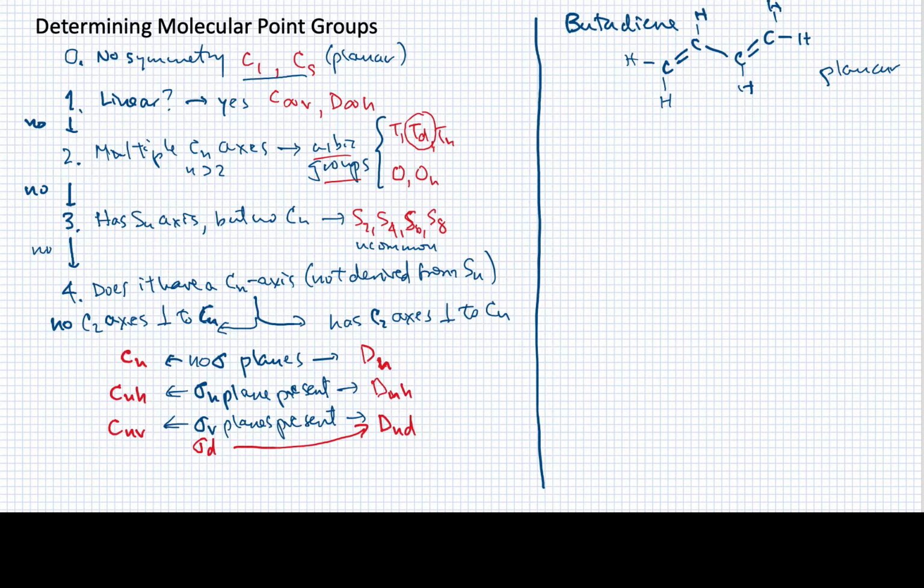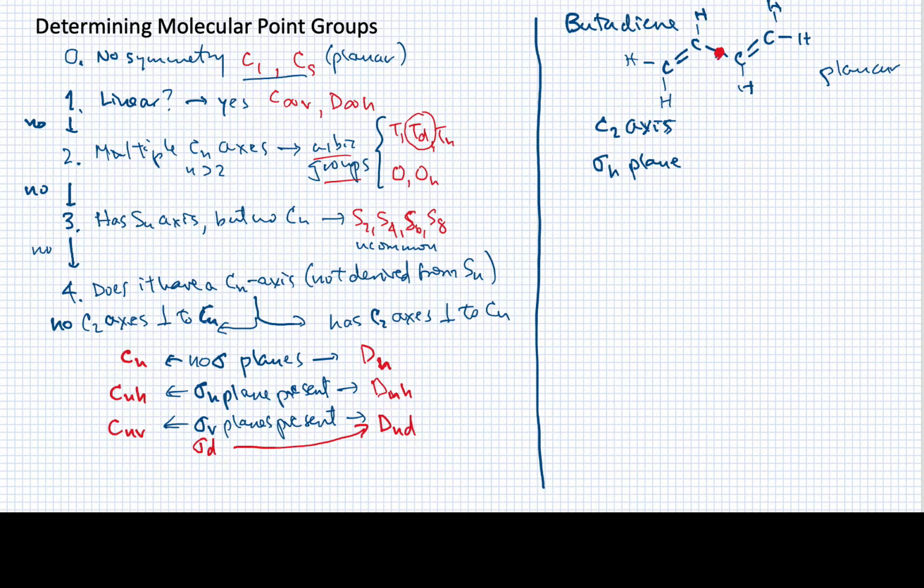All right. What I'll note here is that if I were to put an axis perpendicular to the center point of this molecule and rotate it by 180 degrees, I would get the same molecule back. So it has a C2 axis. It also lies in a plane, so it has a sigma h plane because that plane is perpendicular to the C2 axis.